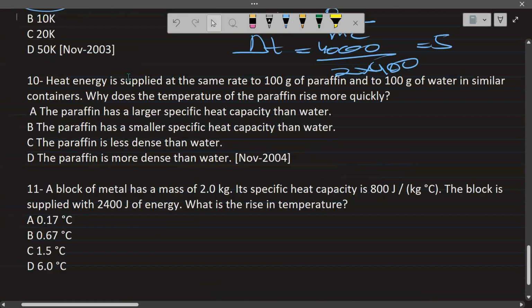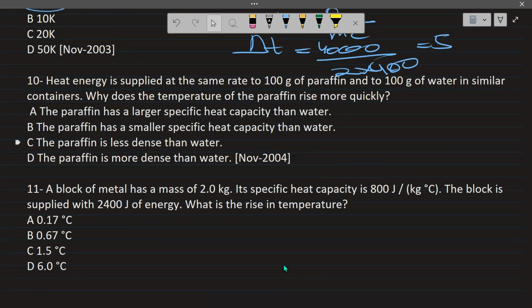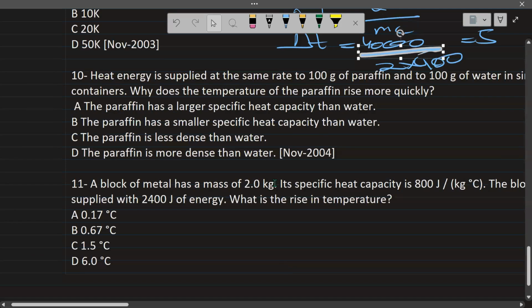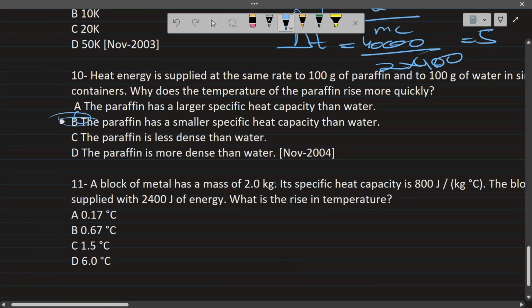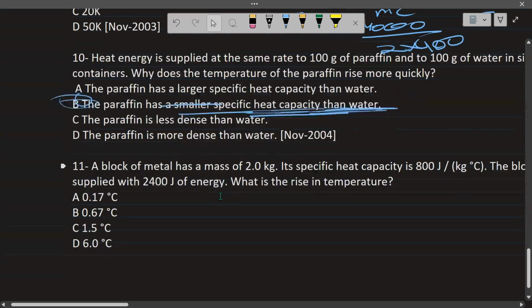Heat energy is supplied at the same rate to 100 gram of paraffin and 200 gram of water in similar containers. Why does the temperature of the paraffin rise more quickly? The paraffin has a larger specific heat capacity than water. The paraffin has a smaller specific heat capacity than water. The paraffin is less dense than water. The paraffin is more dense than water. So what can be the answer in question number 10? Part B can be the answer because paraffin has a smaller specific heat capacity than water, and hence its temperature rises more quickly.